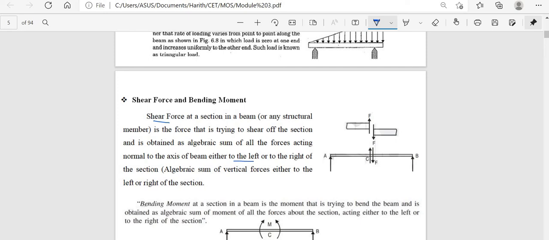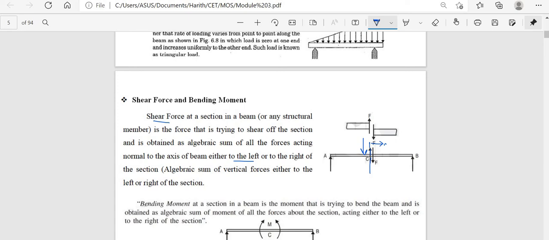That means if I have to find the shear force at this point C, I can consider the forces either to the right or, for example, consider this beam. A beam is there and a force is acting here. Here I am considering the left of the section. What is the force?